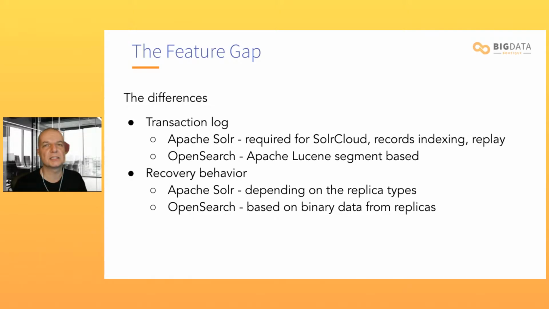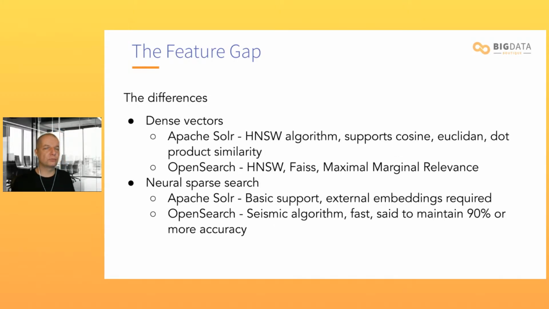So-called segments, immutable data structures, more or less immutable. I'm lying a bit here, but for today we can assume they are immutable, right? So that's how it goes. And of course, the biggest, I think, one of the key differentiators here, at least in the current versions that are released, is the differences with the dense vectors and in general all the vector search related stuff.